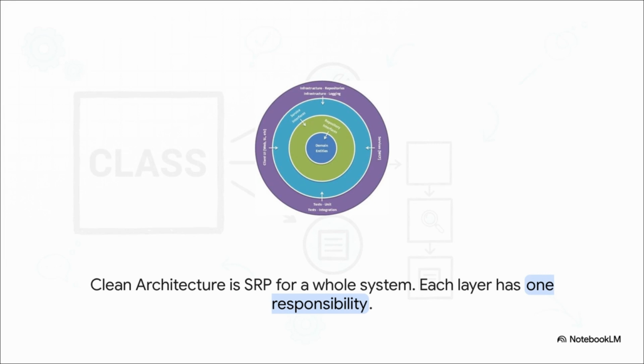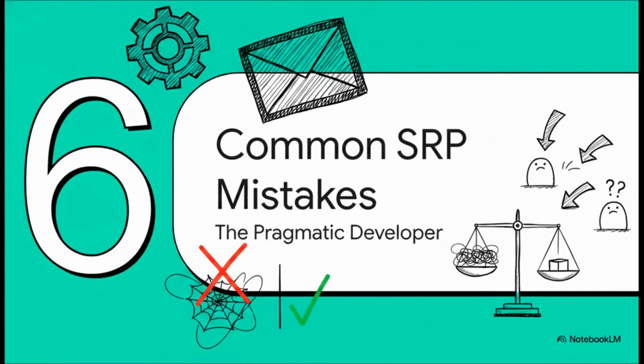You have the core domain layer, which is responsible only for pure business logic. Then you have the outer layers, like infrastructure, which are responsible for technical things like databases or web frameworks. Each layer has its own reason to change. But look, like any powerful idea, you can definitely take SRP too far. This is a principle, not a law that must be followed blindly. So let's talk about a few common mistakes to help you be a pragmatic developer, not a dogmatic one.